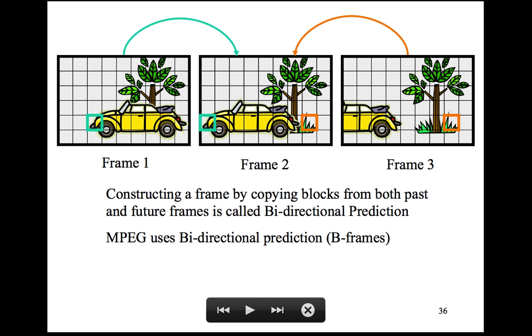We call this bidirectional prediction. So if you can construct a frame by copying blocks from both past and future frames, you can actually achieve quite a lot of compression. Because pretty much everything you're looking for will be in one place or the other. So MPEG also uses bidirectional prediction. We call those B frames. And B frames are very small compared to P frames and I frames.